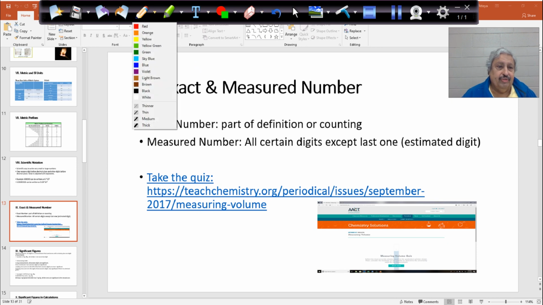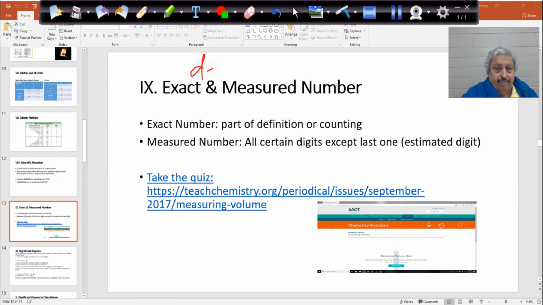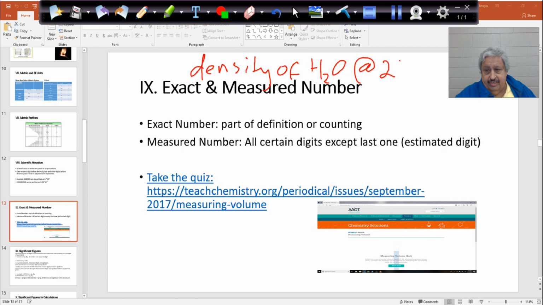The density of H2O at 25 degrees Celsius is 1 gram per 1 ml. So this is an exact value, correct? That's an exact value. Or a pound is 454 grams. Those are exact values.